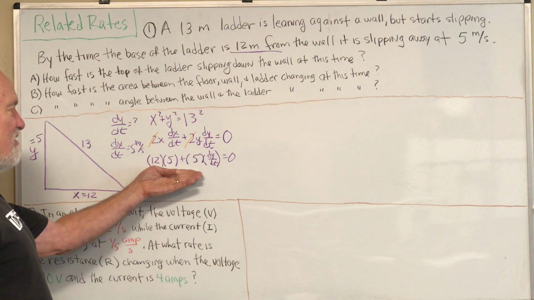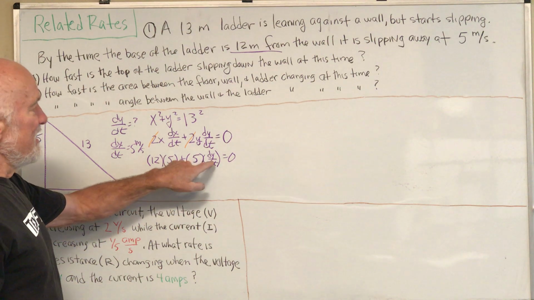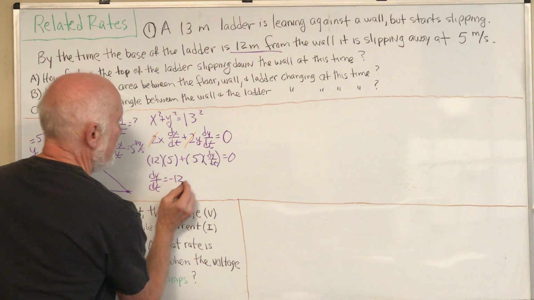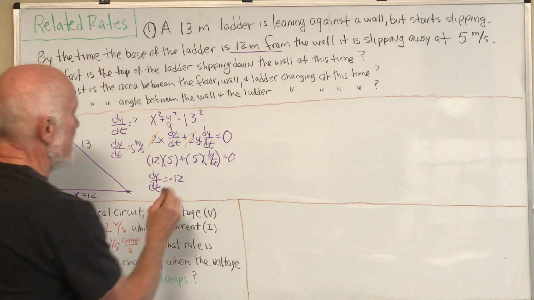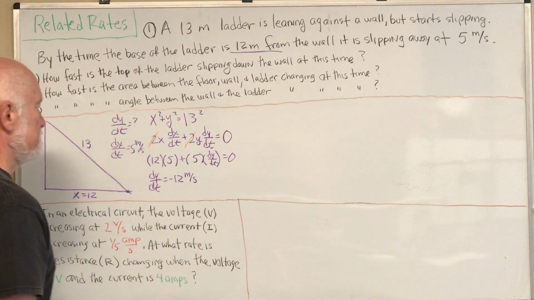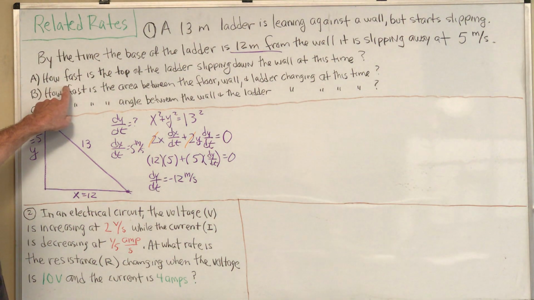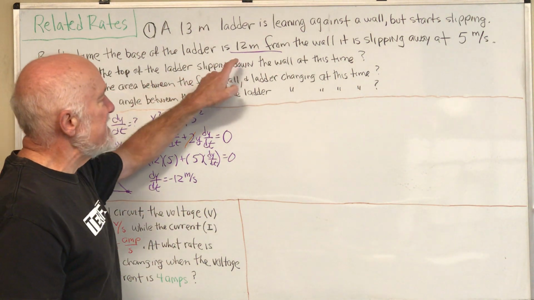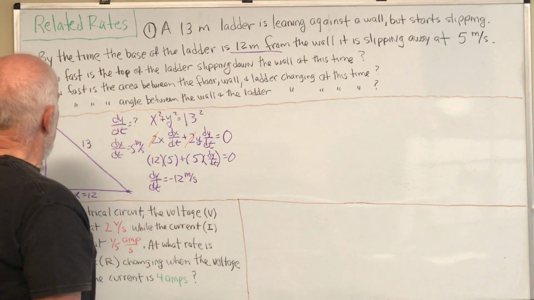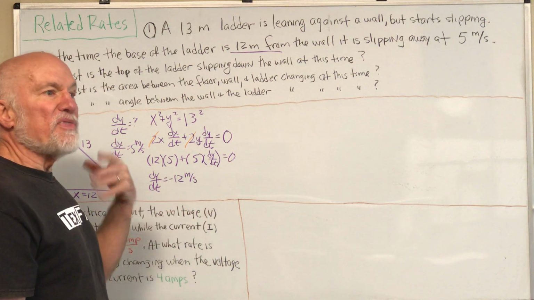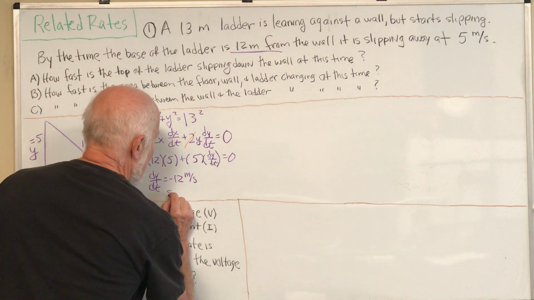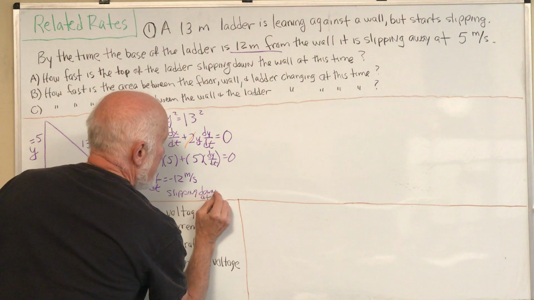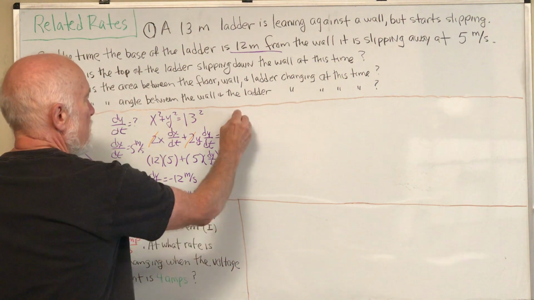Well, this is actually going to be some pretty easy algebra. 12 times 5, plus 5 times dy/dt is going to equal 0. So dy/dt is a negative 12, and the units would be meters per second. Now, as a technicality, the answer wouldn't be negative 12 because it says how fast is it slipping down the wall. Well, the length is changing by a negative 12, but the height is slipping down by 12. So you'd say it's slipping down at 12 meters per second. And we've solved A.